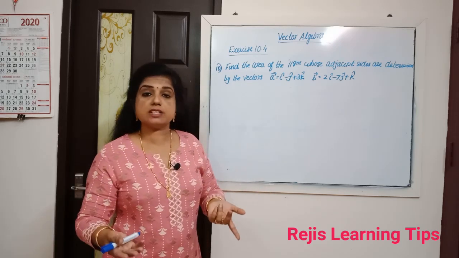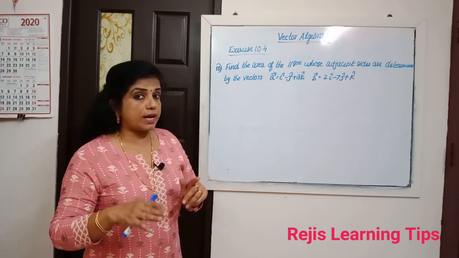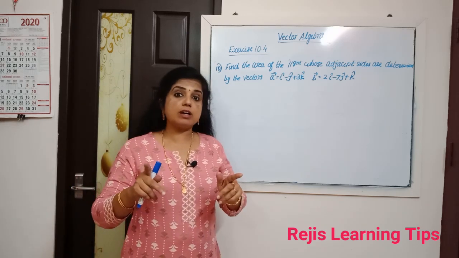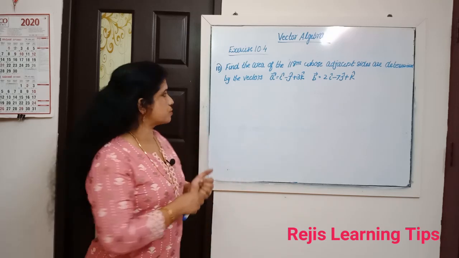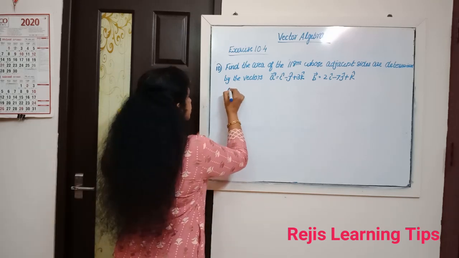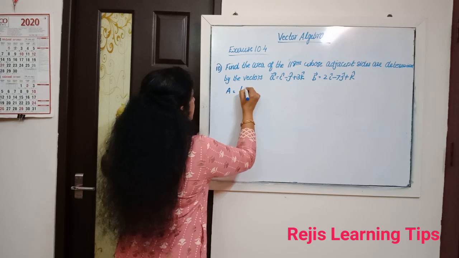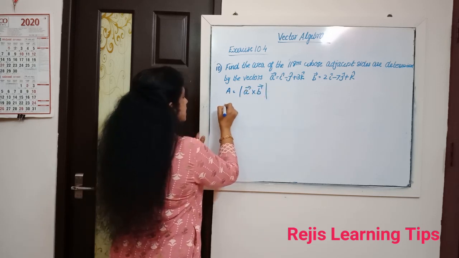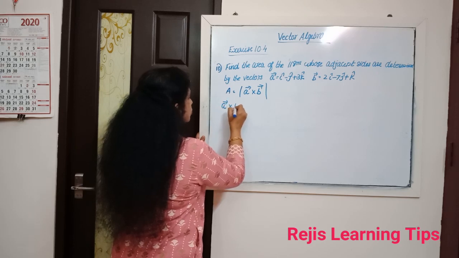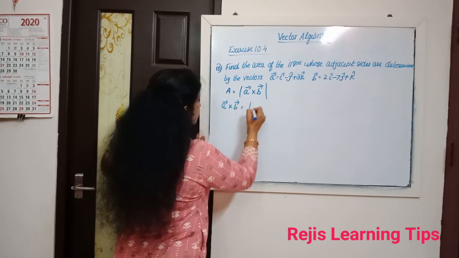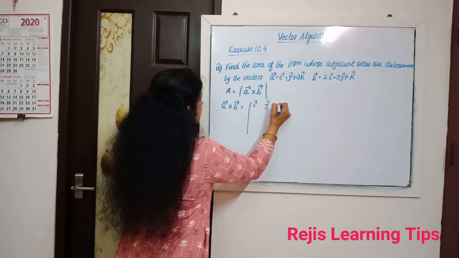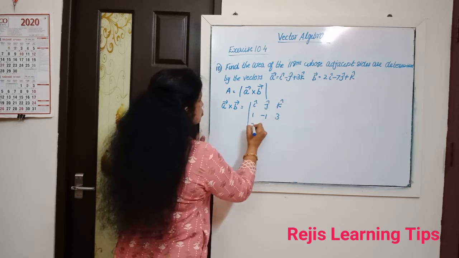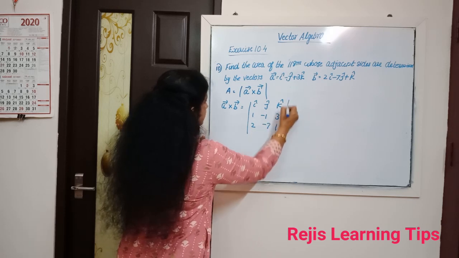Then we can find the area of a parallelogram by using the formula magnitude of A cross B. So area is equal to magnitude of A cross B. First you should write A cross B. Then you should find out A cross B, that is equal to the determinant with rows i j k, 1 minus 1 3, 2 minus 7 1.